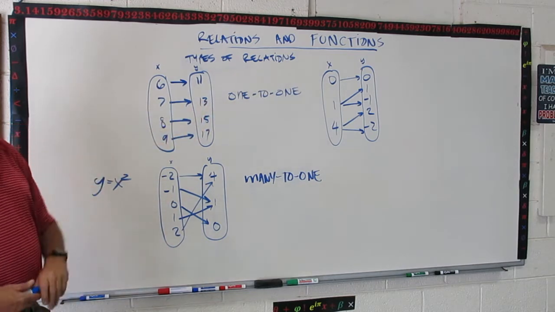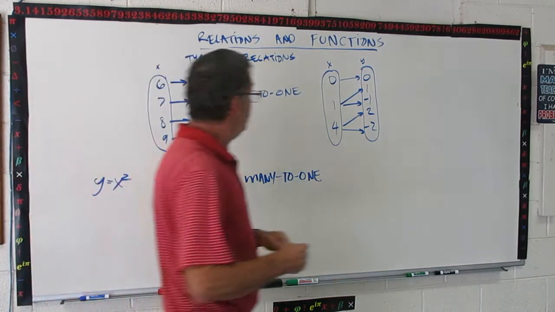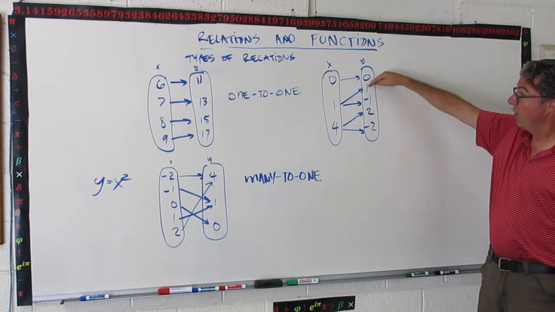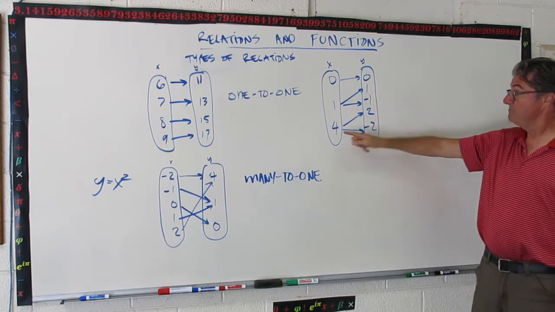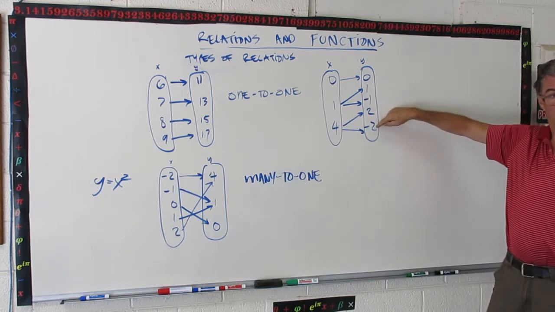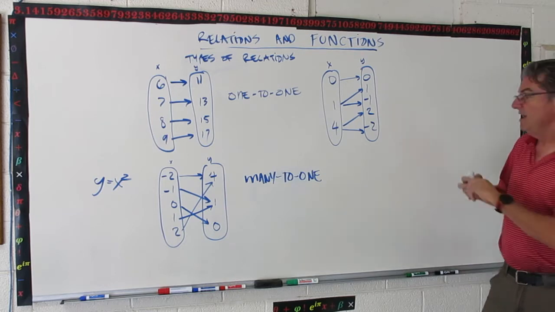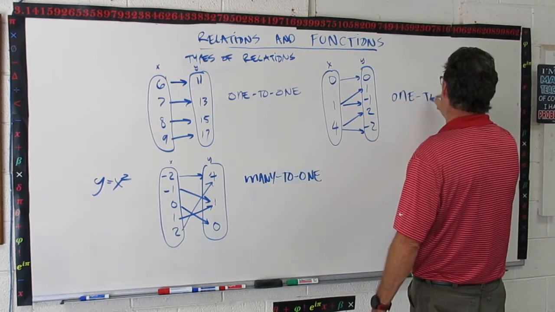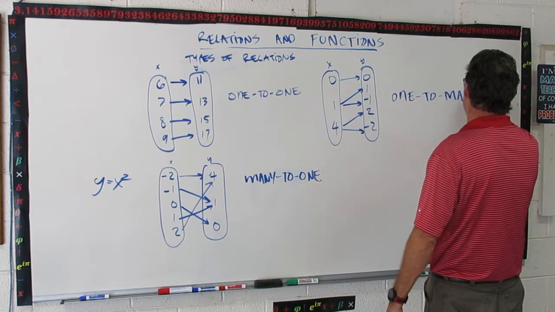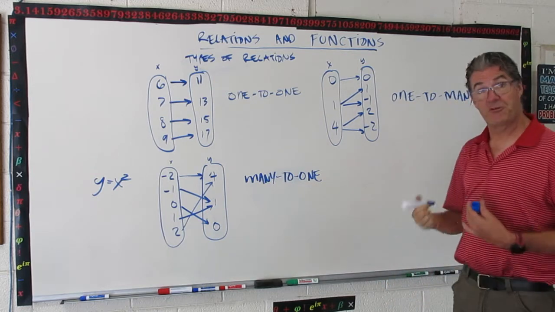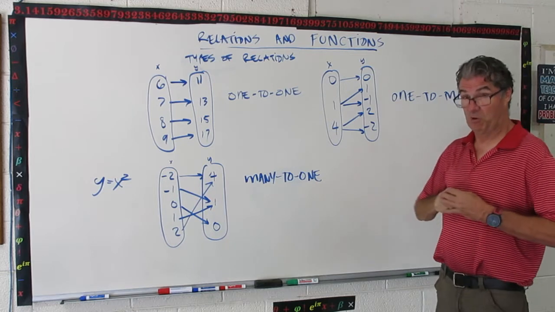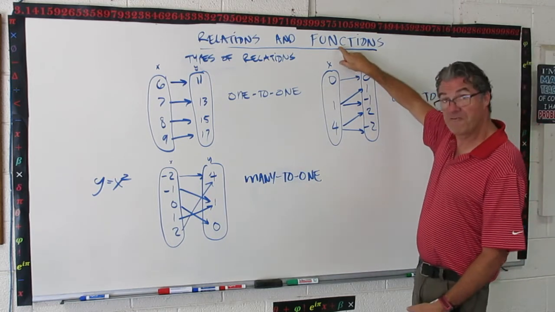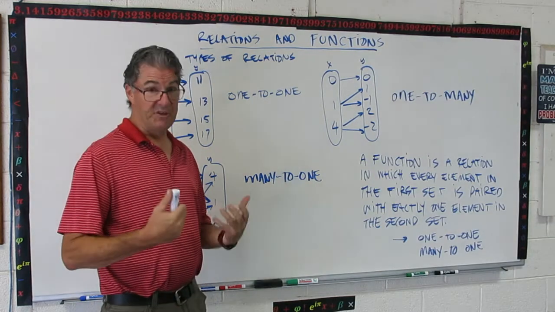Okay, let's take a look at this one over here. Now in this case, 0 maps to 0, but 1 can map either to 1 or -1, and 4 can map either to 2 or -2. So this one is called a one-to-many. So these are 3 types of relations that we're going to look at. Now, we're going to move on and define what a function is. Okay, let's do that now.